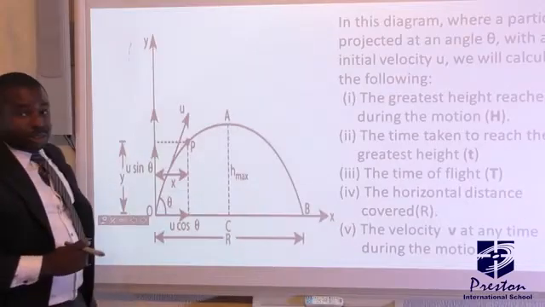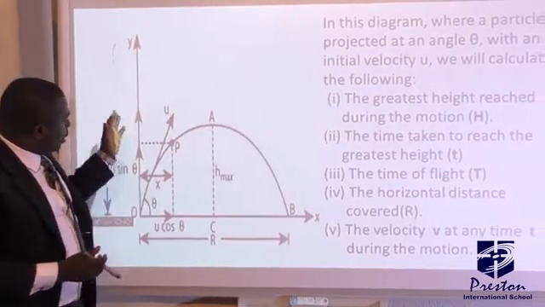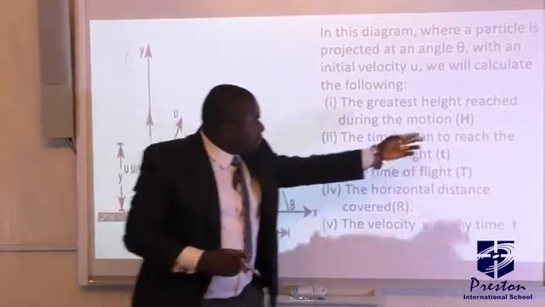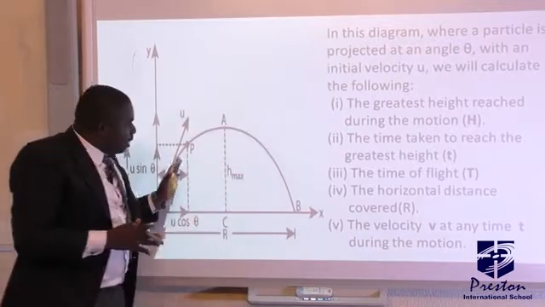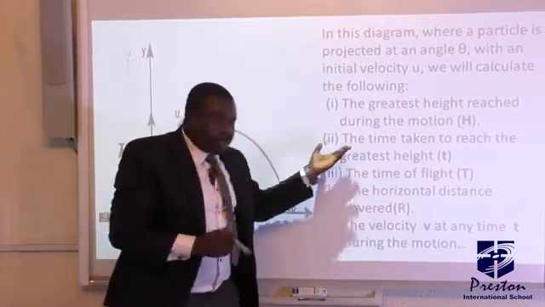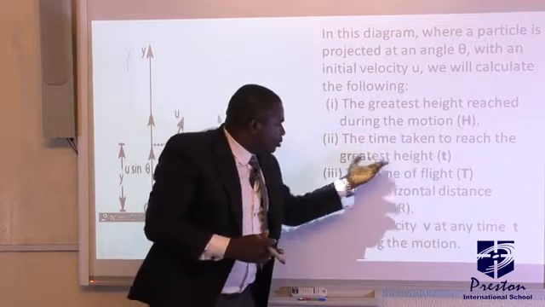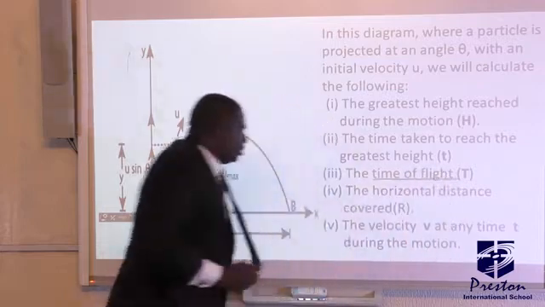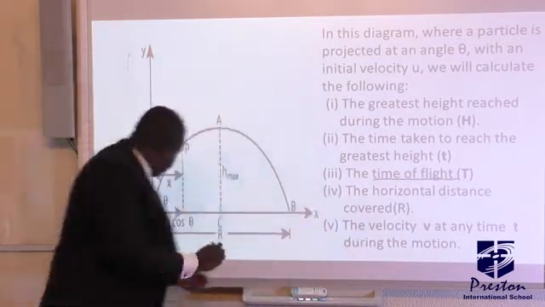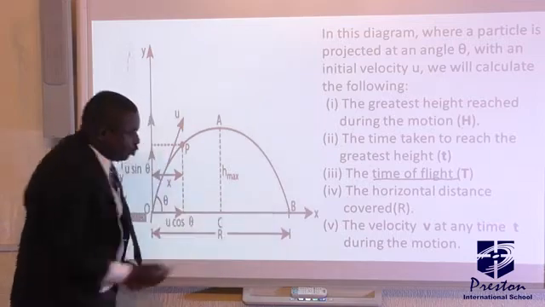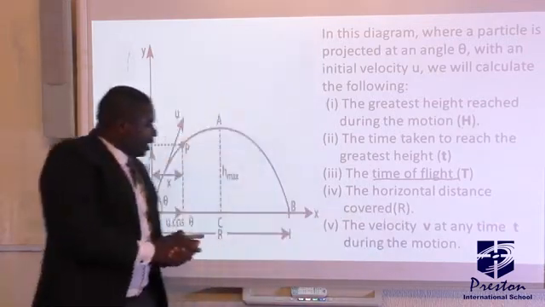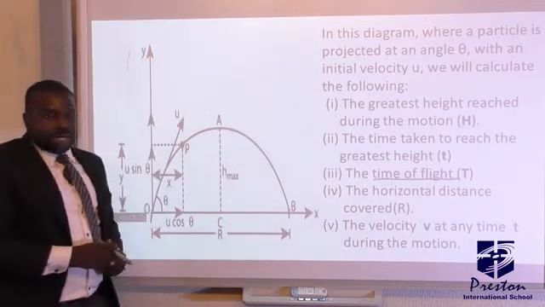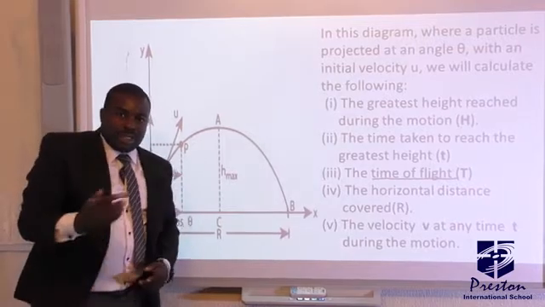So let's see from the diagram. In today's Google class, you will learn how to use this diagram to derive the greatest height reached during the motion, represented by H. We also learn how to use this diagram to derive the formula for the time taken to reach the greatest height. We also use it to derive the formula for the time of flight and the horizontal distance, that is the distance from here to here, and the velocity v at any time t during the motion. This is what we'll be doing in the Google class today. So please get ready and let's start working.